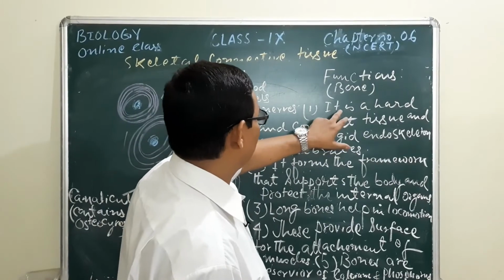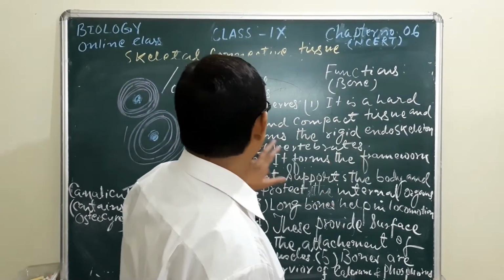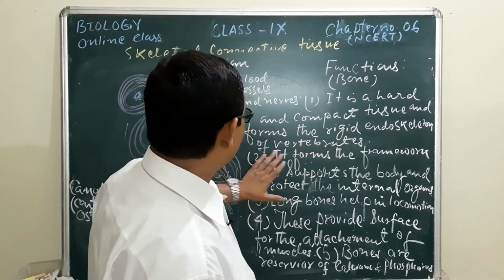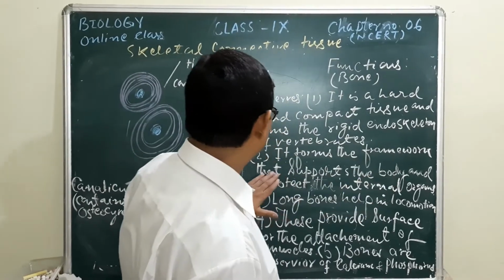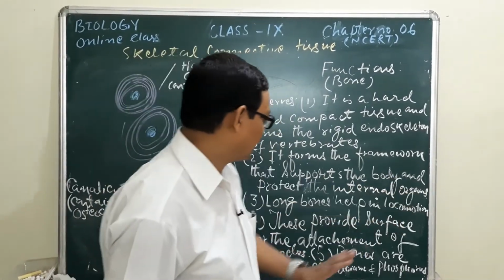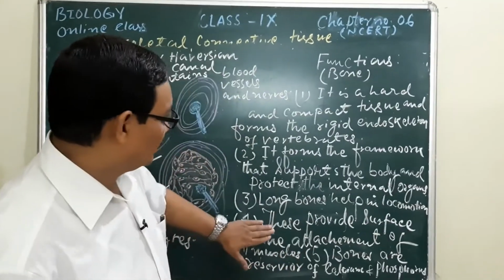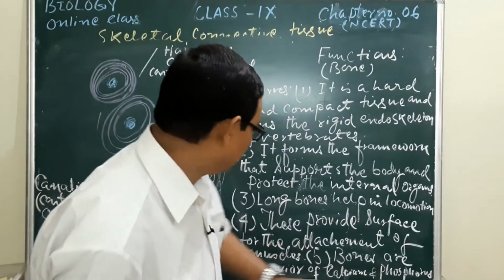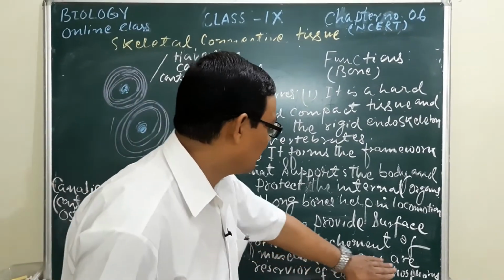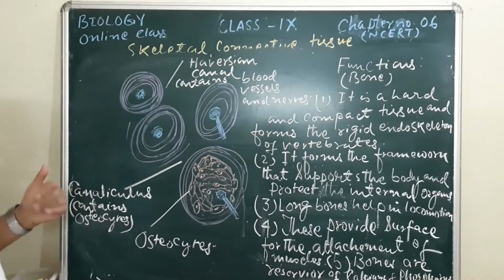First, we may look at the functions. Number 1, it is a hard and compact tissue and forms the rigid endoskeleton of vertebrates. Number 2, it forms the framework that supports the body and protects the internal organs. Number 3, long bones help in locomotion. Number 4, it provides surface for the attachment of muscles, and number 5, bones are reservoirs of calcium and phosphorus.